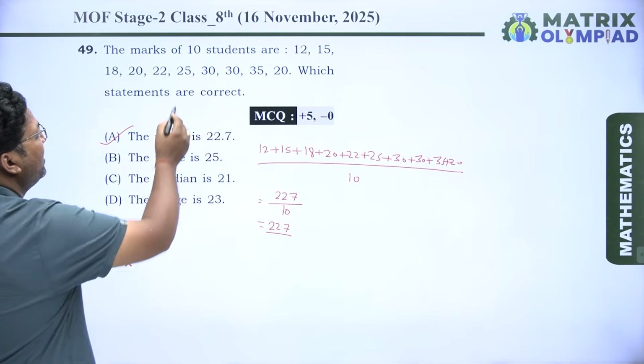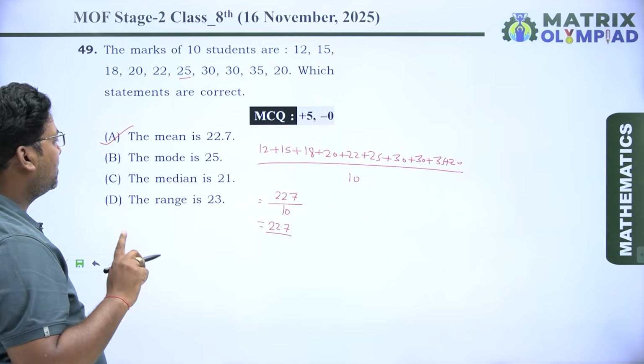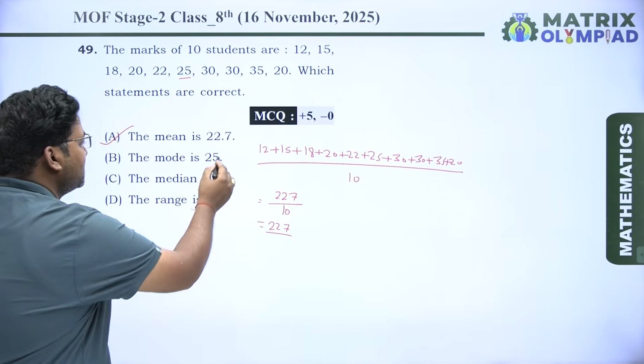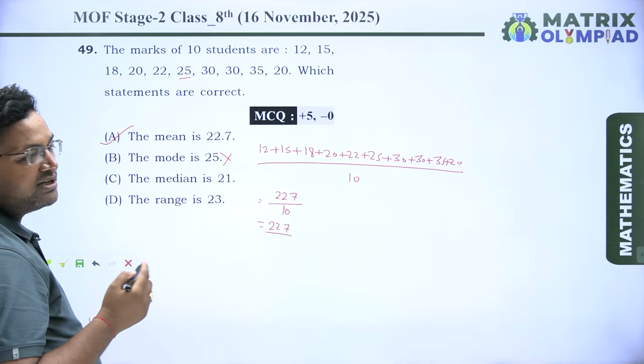So here you can see 25 occurs only one time. So it means the mode is not 25. So this is false. Next is, the median is 21.